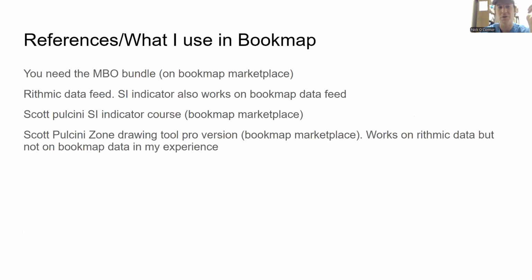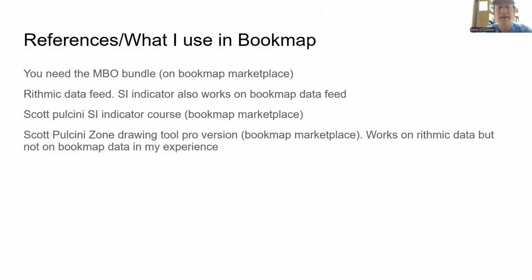So I just wanted to start with what I use in Bookmap. To use the SI indicator, you're going to need the MBO bundle. You can use either the Rhythmic data feed or the Bookmap data feed. I use Rhythmic, but my understanding is that the Bookmap data feed works fine with it as well.